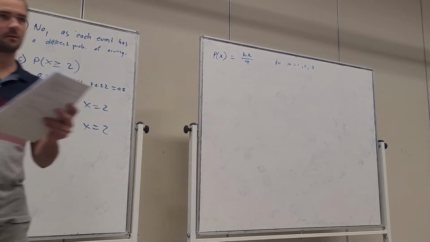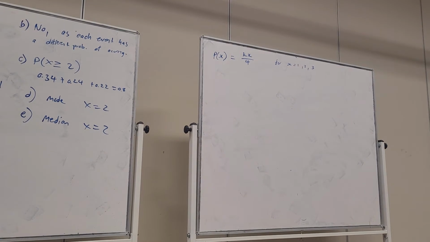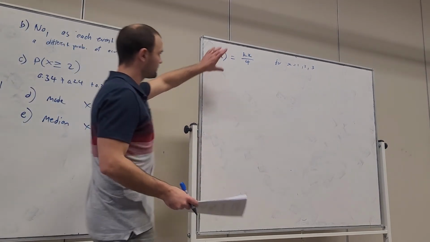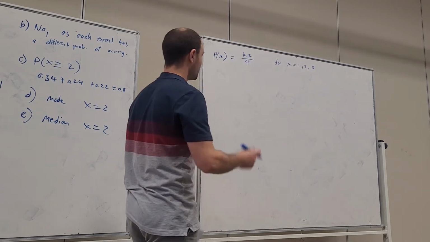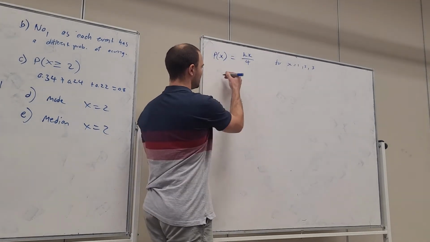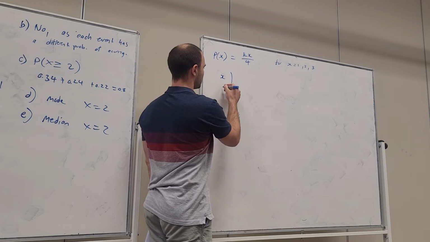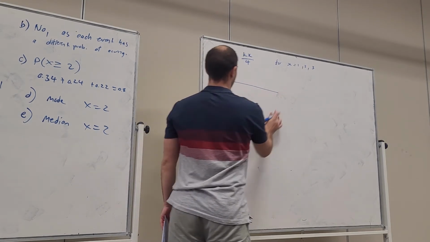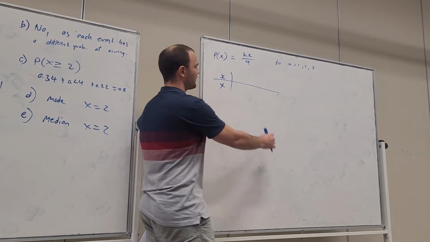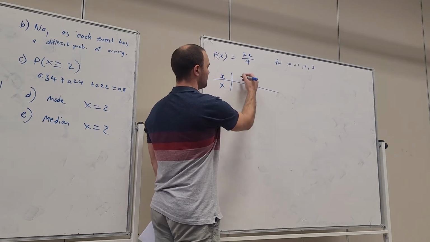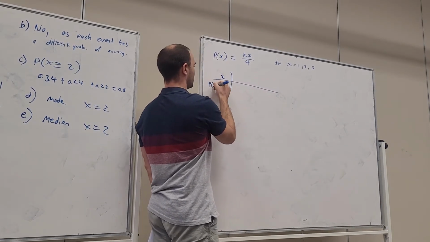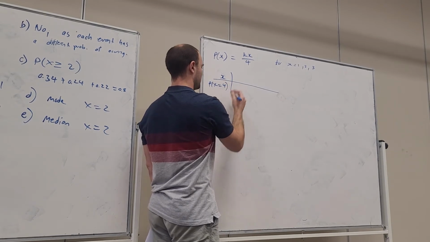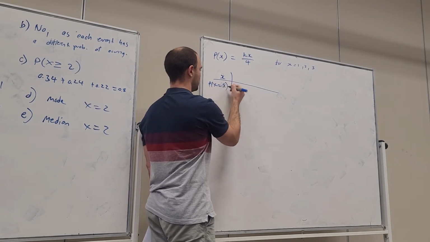Okay, part 1 says find the value of k. So what this means is we've got this function and it's valid for x is 1, 2 and 3. So that means the possible events are, let's draw up a table for it, x and probability of x.